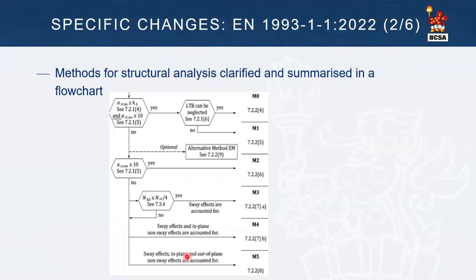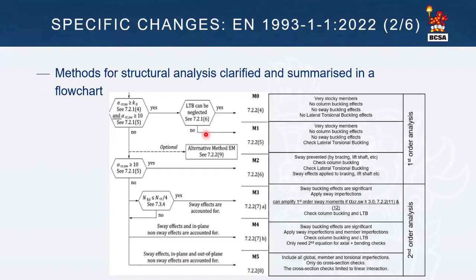The rewriting has been quite helpful, and they summarize the various methods for structural analysis in this flowchart. However, they labeled it slightly differently, M0 through M5, and there is also this alternative method here that we'll look at later. I've also added next to each of the methods some comments that you might find useful.